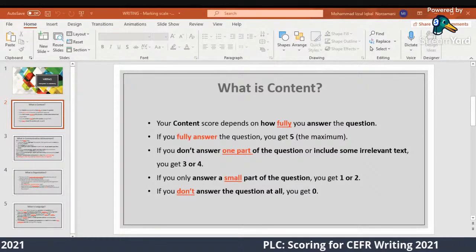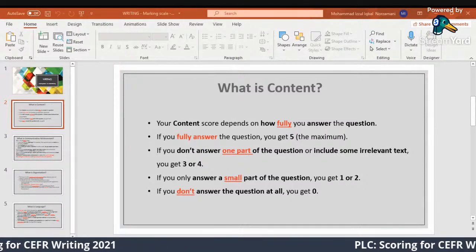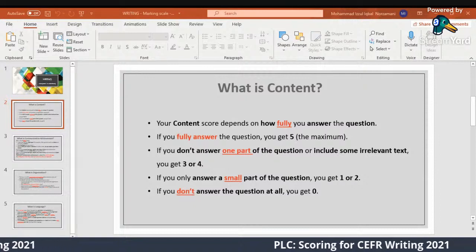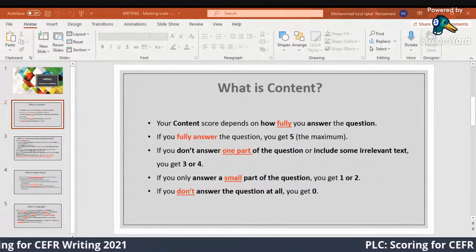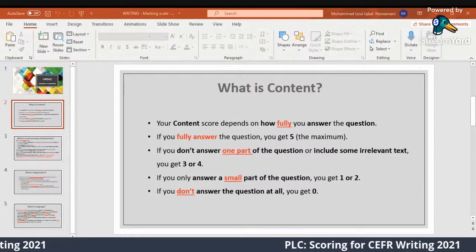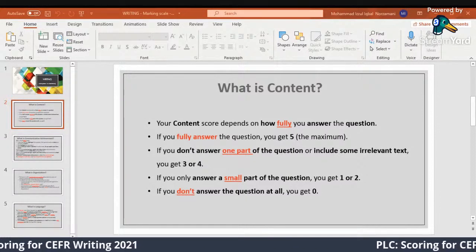Okay, I would like you to look at the words that I have underlined and bolded and also changed colors. So content is actually how fully you answer the question. If the question requires you to talk about a holiday, who did you go with, and what activities did you do, so there are three things: the location that you went for a holiday, who did you go with, and what did you do. So all three must be answered. If the students do not answer fully, you bring down their marks.